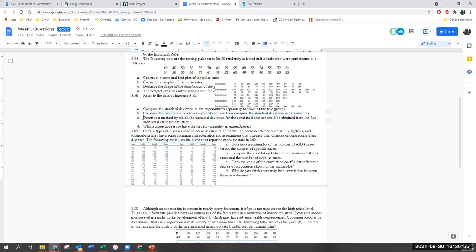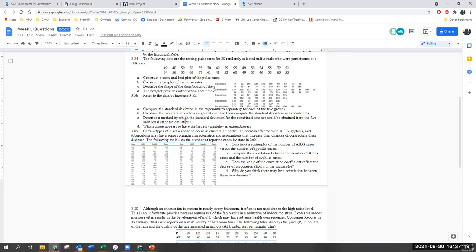Now, part C asks you to describe a method by which the standard deviation for the combined data set could be obtained from the five individual standard deviations. So this is very similar to the question we did last week, where we had the means of five different groups. And then it said, describe a method where you could get the mean of the entire set of data from these five group means.